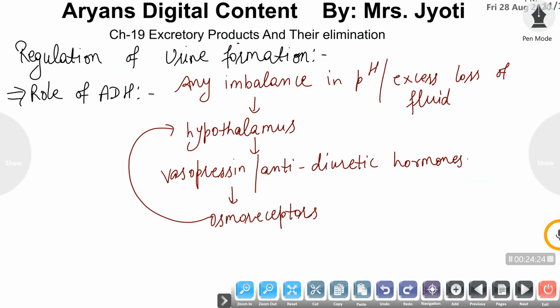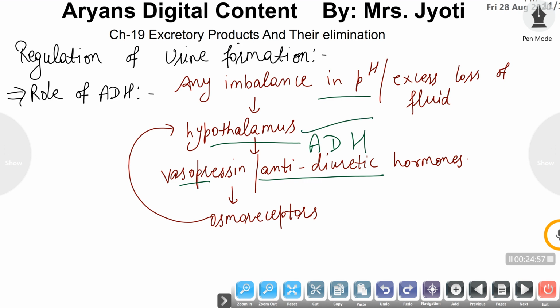Then how is the mechanism of urine formation regulated? It is regulated by two hormones, of which the first is ADH, the antidiuretic hormone. When our body starts to lose fluids in excess, an imbalance is generated, and this imbalance triggers the hypothalamus to release the hormone termed vasopressin or ADH, that is, antidiuretic hormone.